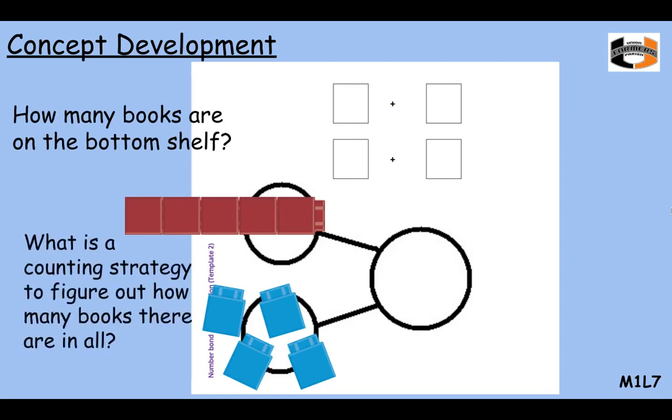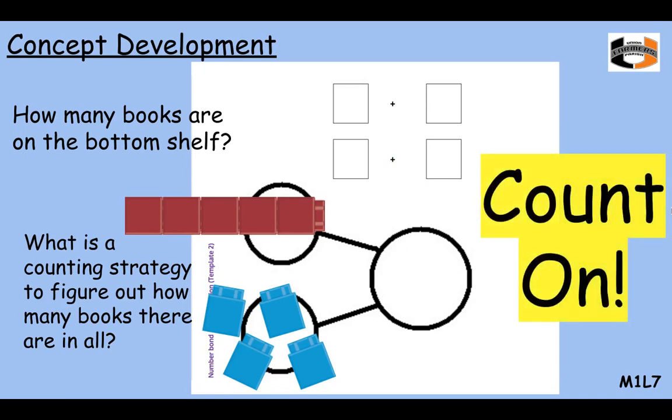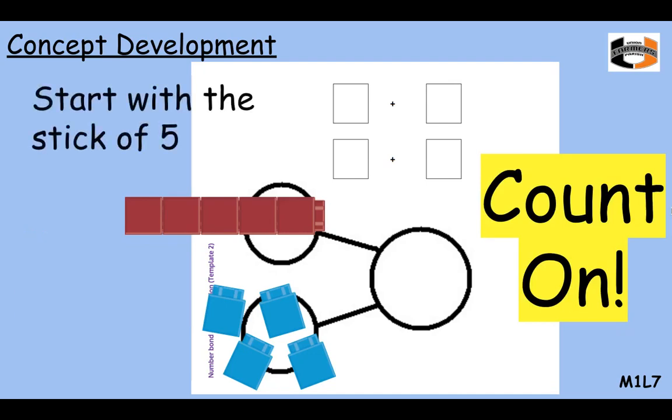There were 4. What is a counting strategy to figure out how many books there are in all? Count on, that's right. Start with a stick of 5, and then you count on to find the total. Just like that. And we're going to back it up and we're going to say the numbers. 5, 6, 7, 8, 9.